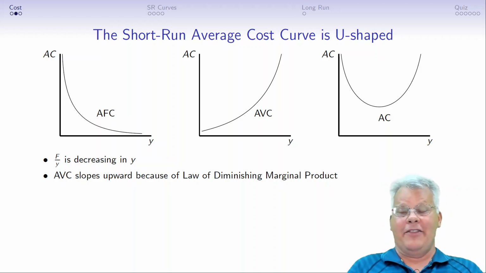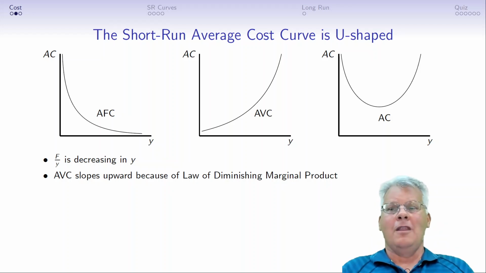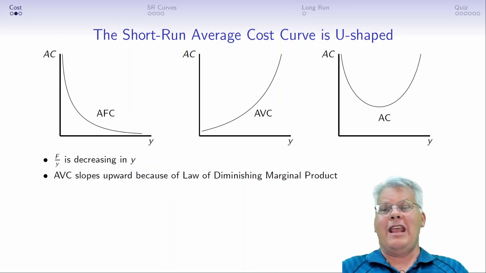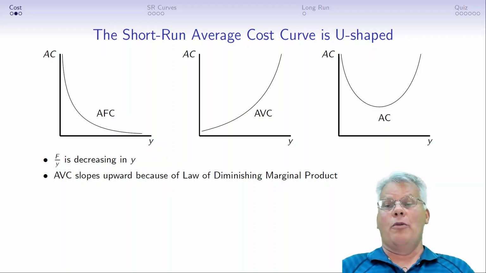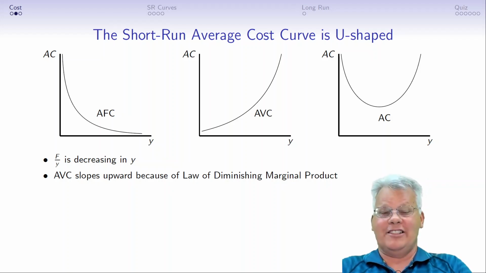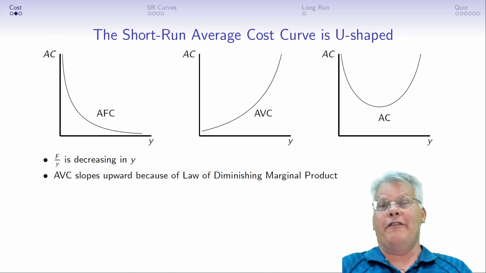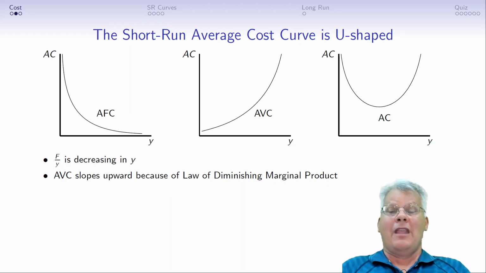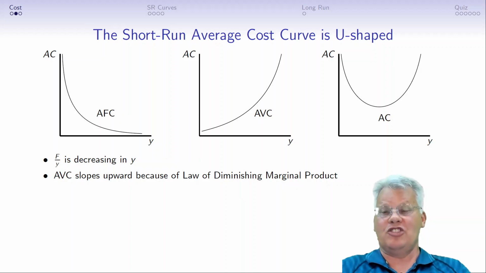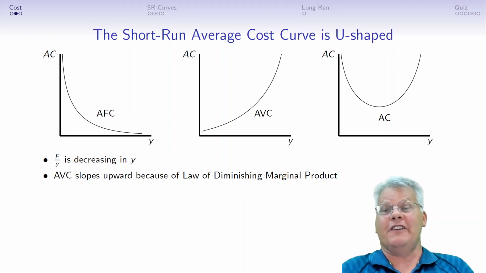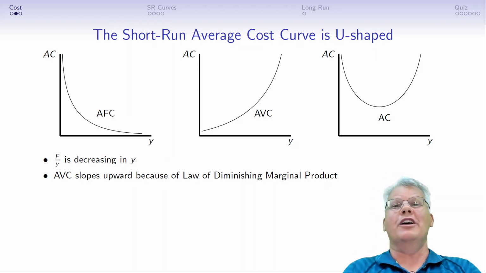So average fixed cost must be decreasing. The way to think about this is, think about a firm that has a single unit of output. Average fixed costs are enormous for that firm. In fact, it would be equal to the total amount of the fixed costs. But as a firm produces more and more units of output, the per unit cost becomes smaller because those enormous fixed costs are amortized over a larger and larger production run.